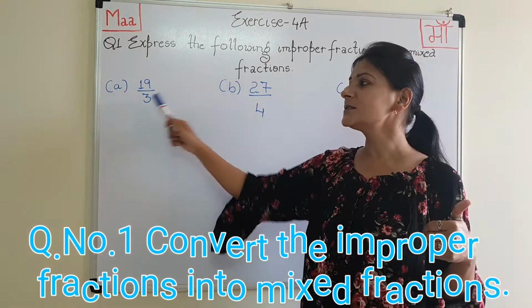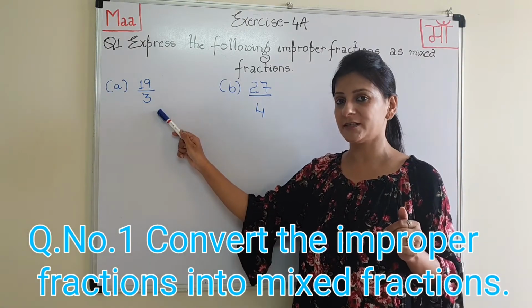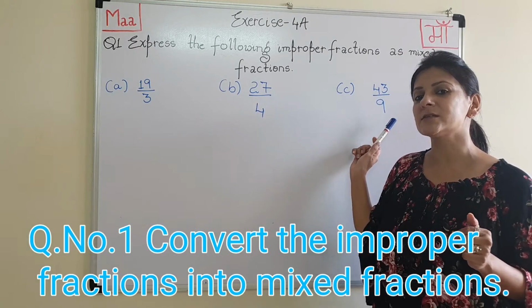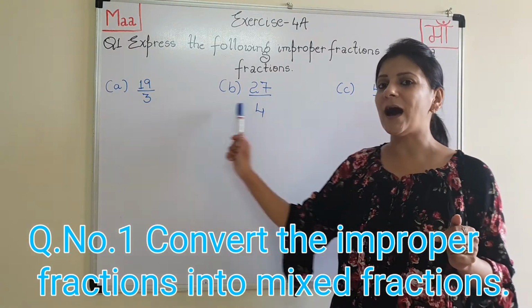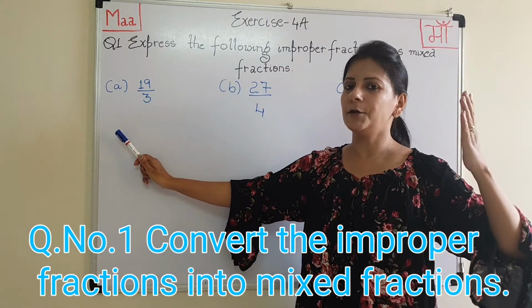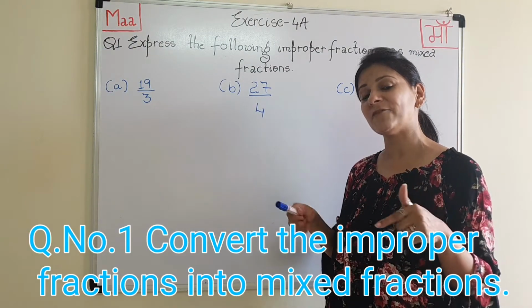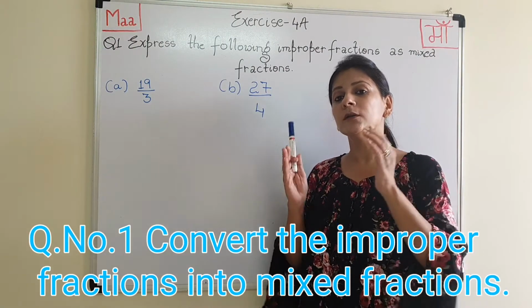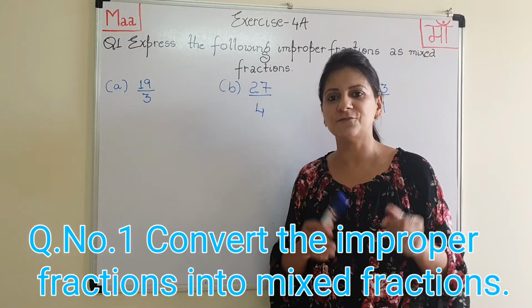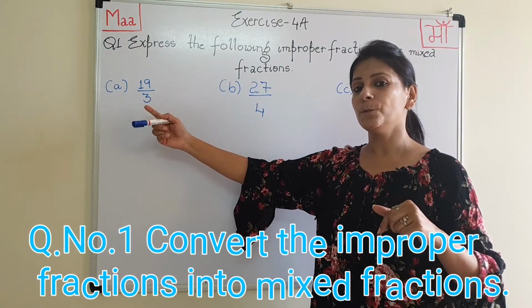Right, here you can see all the parts are improper fractions. You can see that 19 is greater than 3, 27 is greater than 4, and in C part 43 is greater than 9. So these are all improper fractions where the numerator is always greater than the denominator, and we have to convert these improper fractions into mixed fractions. And the definition of mixed fraction I have told you: the combination of a whole number and a proper fraction is called a mixed fraction. So here we will be converting these improper fractions into mixed fractions.